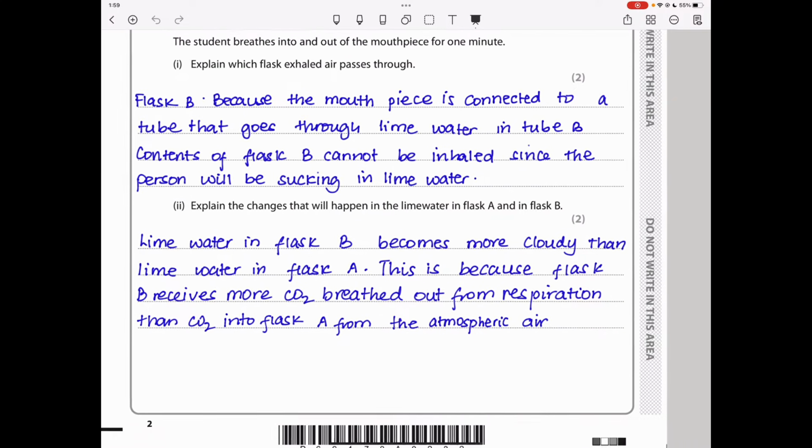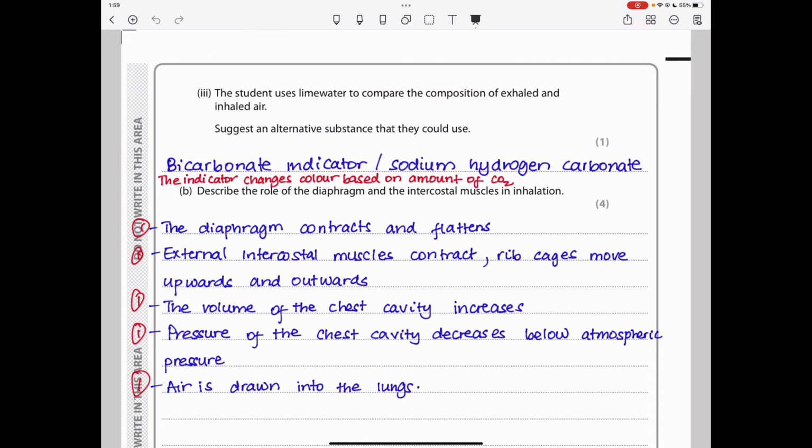I will go on to the next part. So here, the student uses lime water to compare the composition of exhaled and inhaled air, suggest an alternative substance that could be used. So here we could use bicarbonate indicator, which is sodium hydrogen carbonate. And if you use this indicator, the color will be changing based on the concentration of the carbon dioxide used.